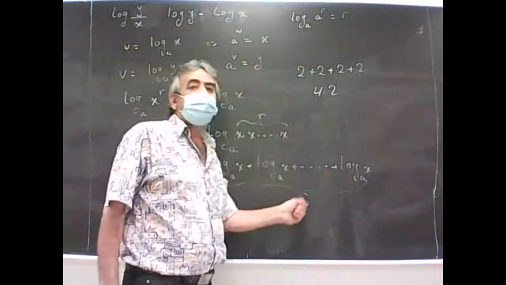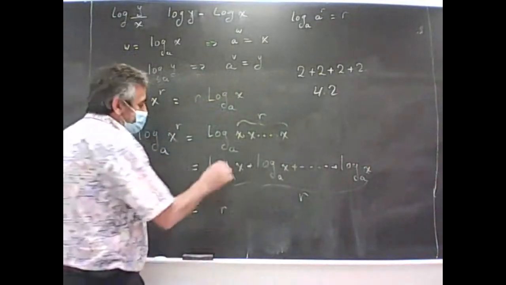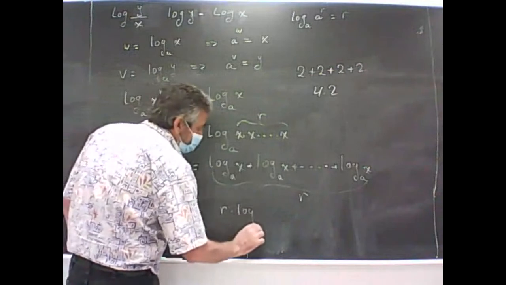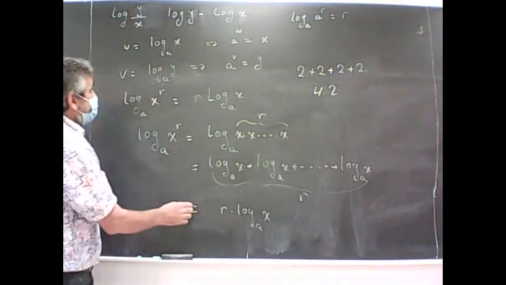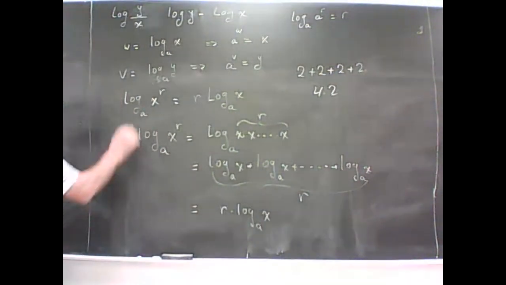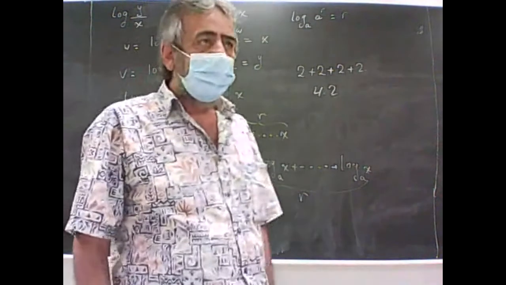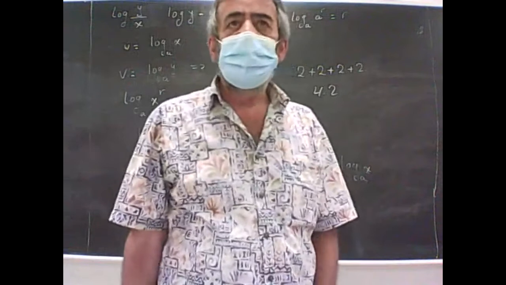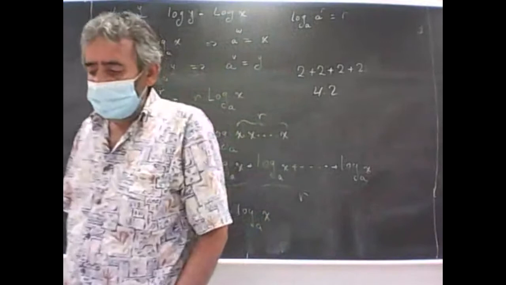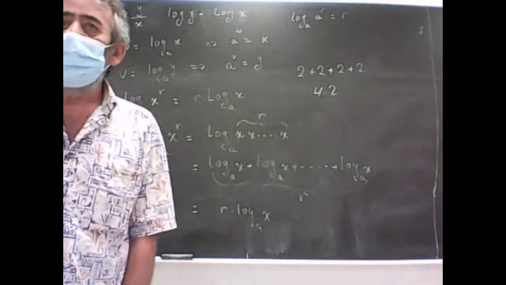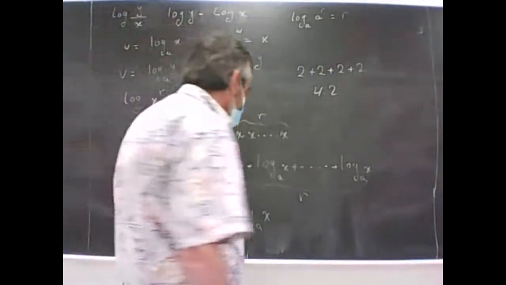If I'm adding this number r times, this is the same thing as saying r times log base a of x. And therefore, it shows the property we are trying to show. Okay. Any questions? Those were the extra credit that were supposed to be done. If you did it correctly, you get 15 points for the test that you have.